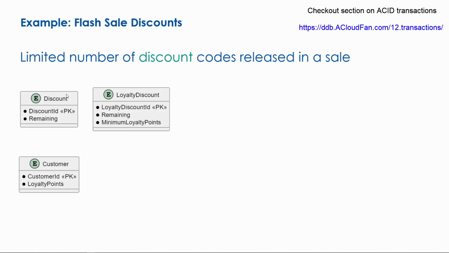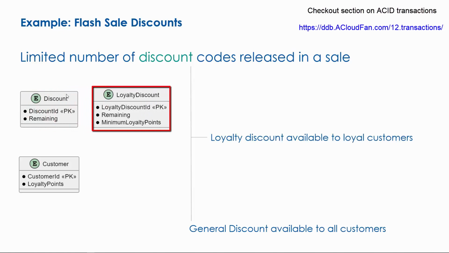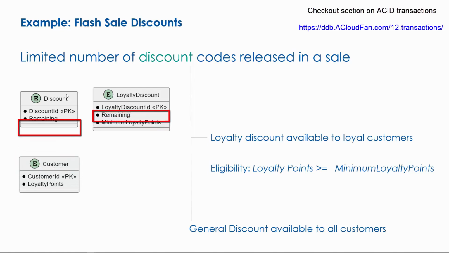This is the ERD for flash sale discounts. There are two types of discounts. The first type is a general discount, which is available to all customers. And then there is a loyalty discount. The loyalty discount is available only to the loyal customers. Each customer has a loyalty points balance, and the loyalty discount code has a minimum loyalty points condition, meaning that to become eligible for a loyalty discount, the customer must have loyalty points greater than the minimum loyalty points needed for that discount. The attribute remaining holds the count for the discount codes that are available to the customers.